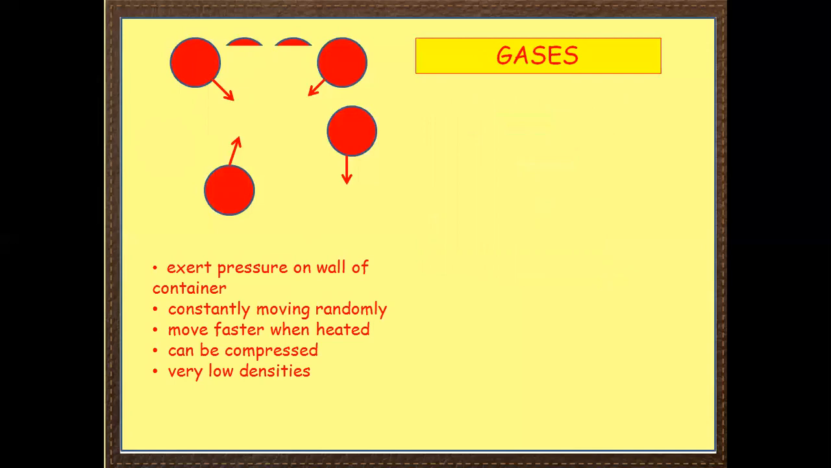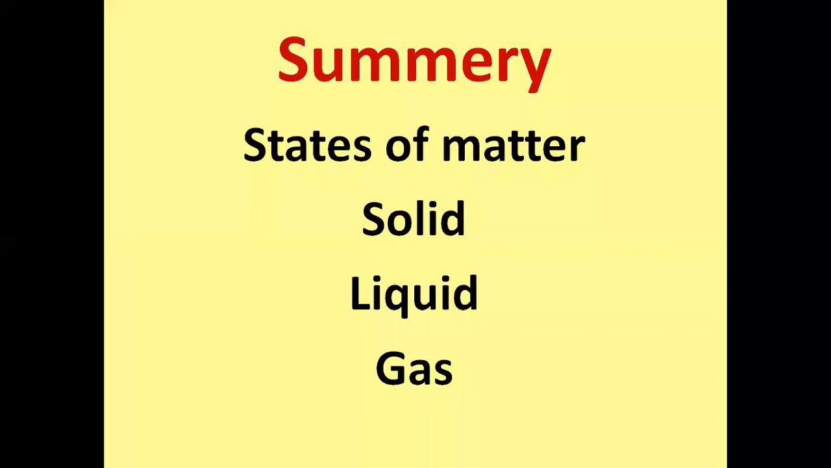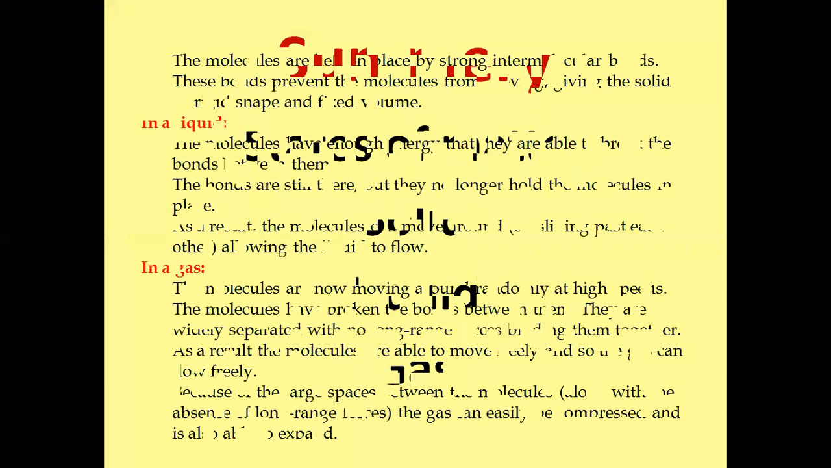They move faster when heated, they can be compressed, and their density is mostly low. When you heat gases, the molecules have enough speed and energy to overcome the forces and escape from each other. Molecules break away in big bubbles of gas, and this is called boiling. Summary of the states of matter: solids, liquids, and gases.